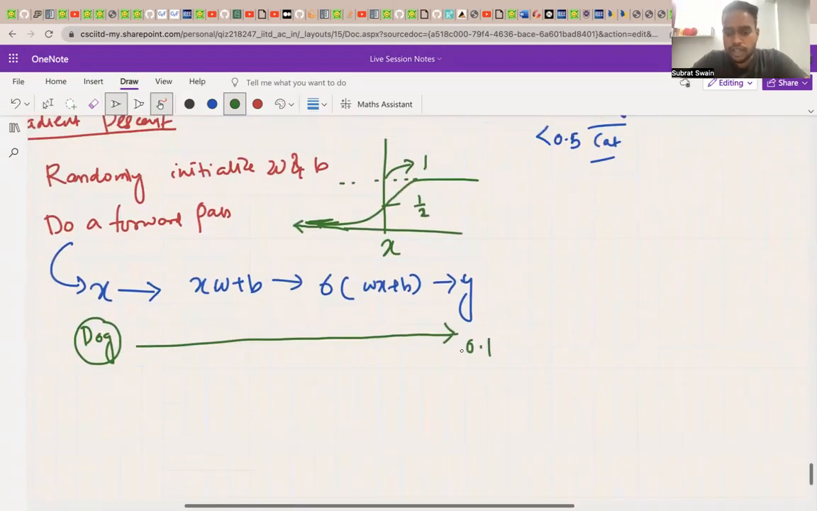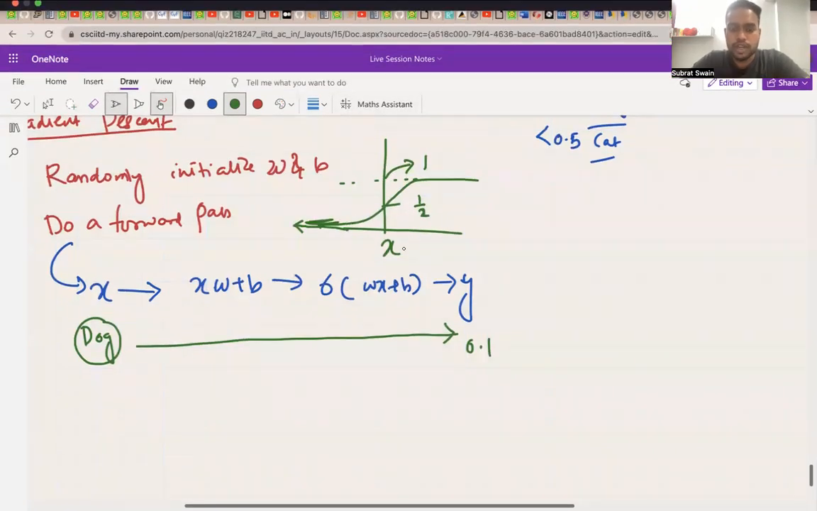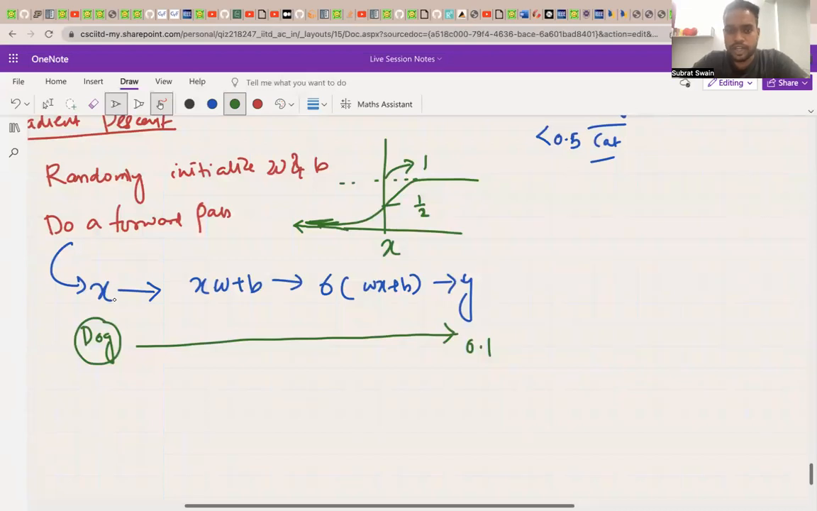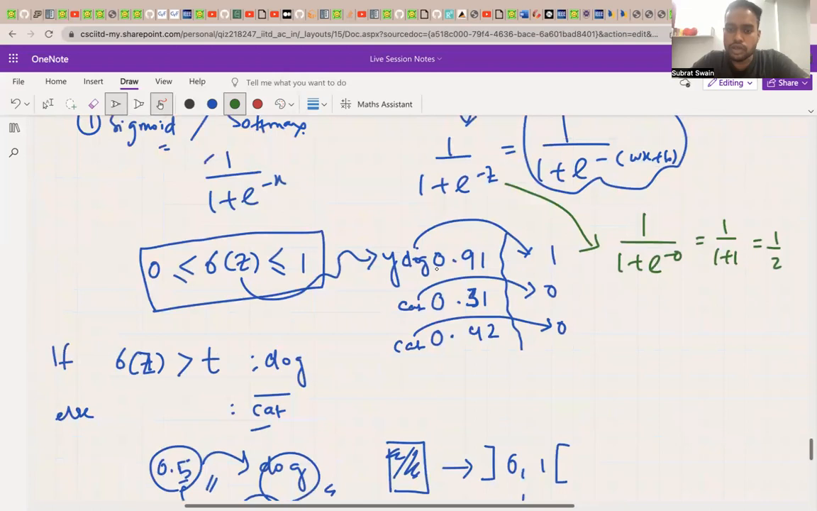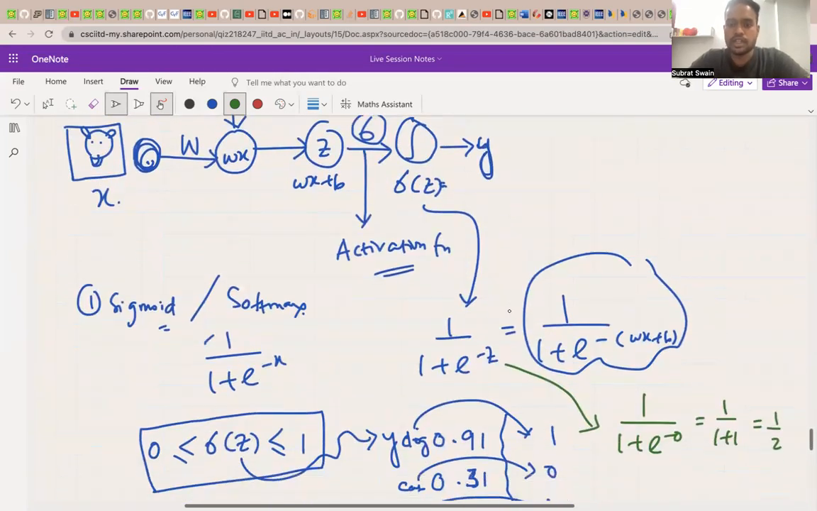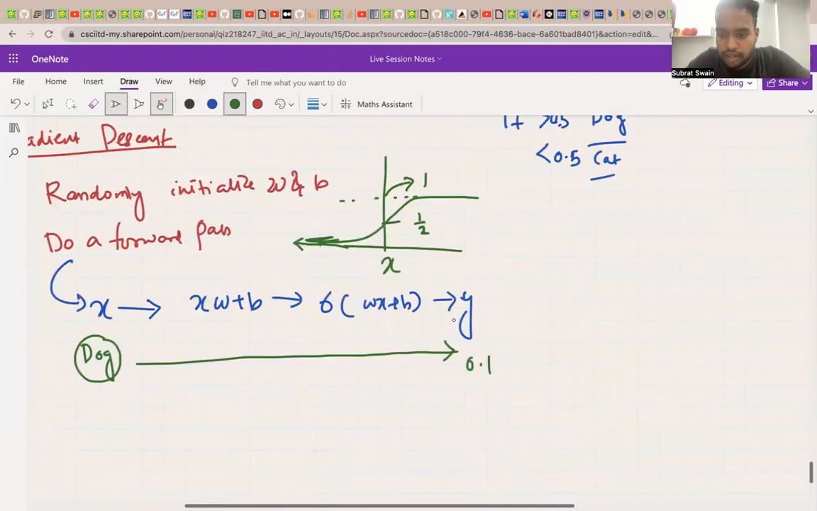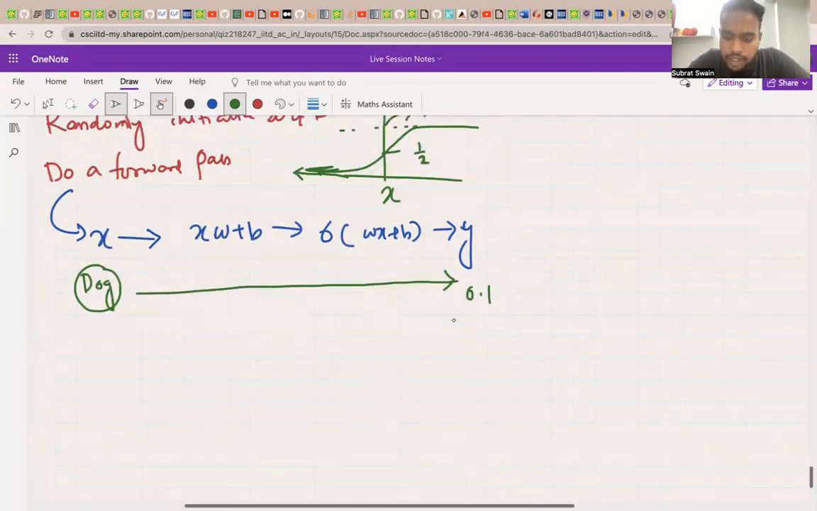So what is wrong here? Coming back to my question: we wanted to classify images of dog and cat, and we made a forward pass. Given an image of a dog, we got a score of 0.1. But we should be getting a score closer to 1, because I said that dog is label 1. We should be getting some score like 0.9 or 0.8, or more than 0.5. But clearly we are getting a very bad score here.